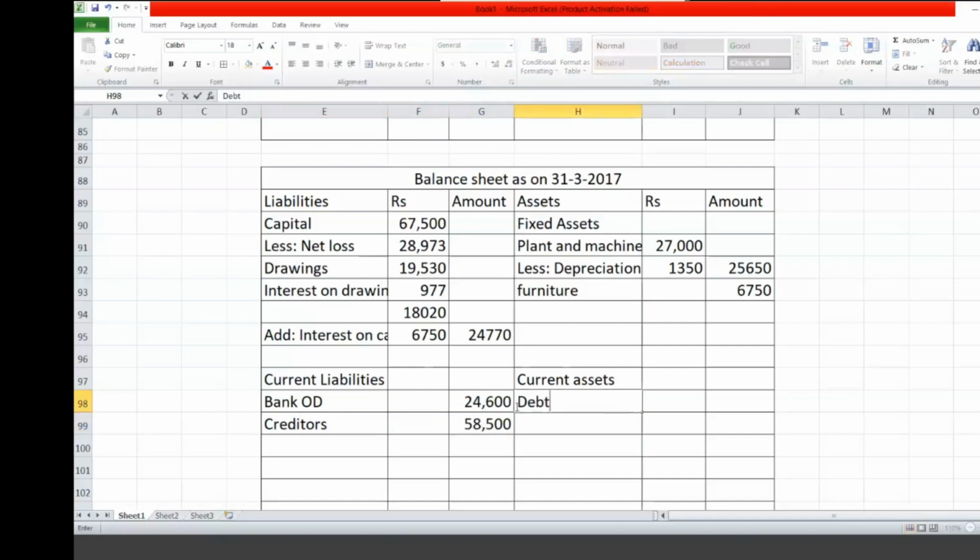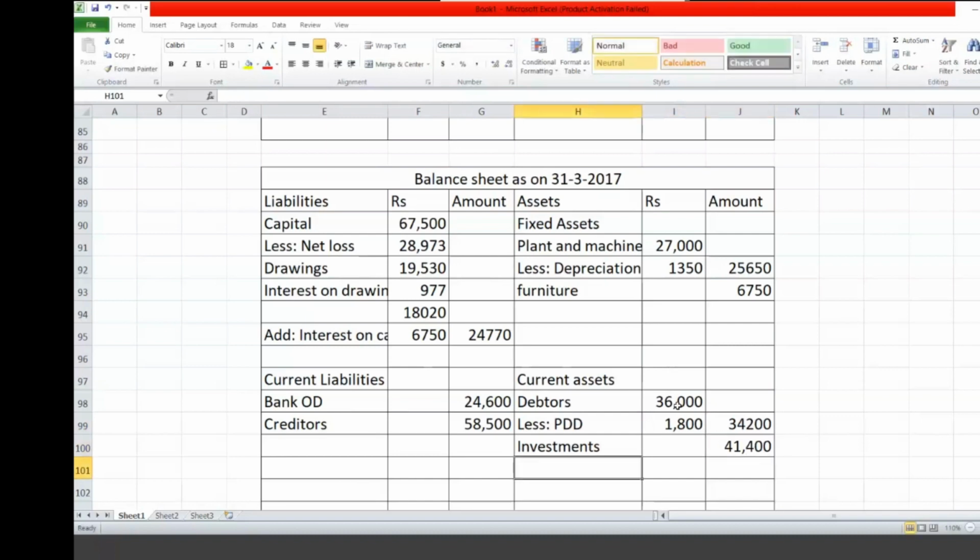Next, debtors. Debtors 36,000, less provision for doubtful debts. We got 1,800. Then the balance 36,000 minus 1,800 is 34,200. General expenses done, octroi done, investments are there. So write down investments. The amount is 41,400.